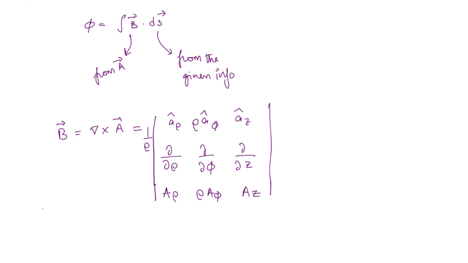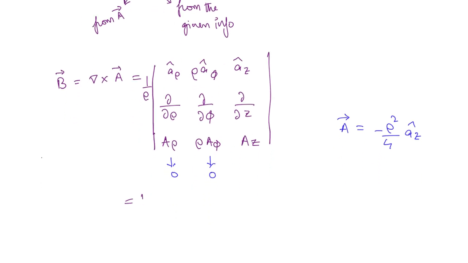Okay, so from the given information what do we have? Except Az, these both are 0, right? Because what is Ā? Ā is −ρ²/4 âz. Okay, so that means only the z component is present. So this is 0 and this is 0. So here you are going to get 1/ρ, âρ, ∂Az/∂φ. So that is 0 because Az does not have any φ component. Okay, so that is 0, minus ∂Aφ/∂z. So that is anyway 0. Okay, so first component is 0, minus ρ âφ.